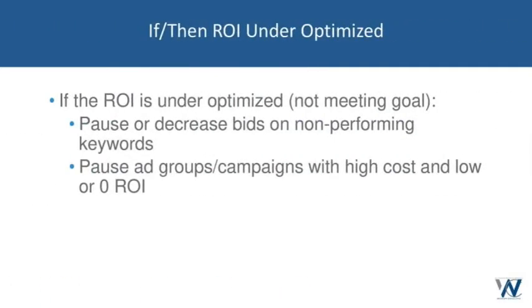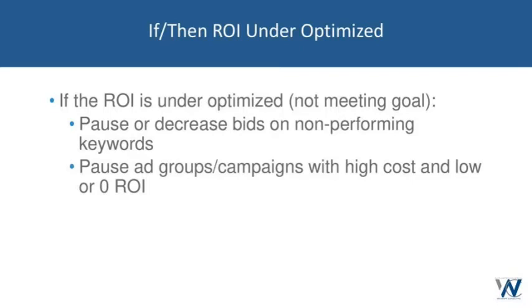So then if we go into our under optimized, as in we're not meeting the goal that we need for either profitability or cost per transaction, what we want to do, so if that happens, then we should look at pausing or decreasing bids on non-performing keywords. I think everybody's first reaction is to pause keywords. I would first test out decreasing bids.